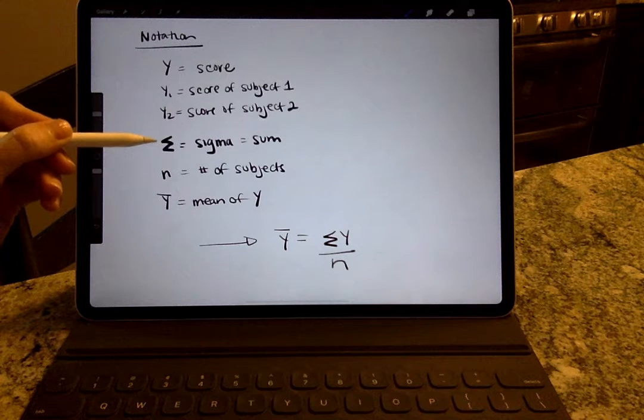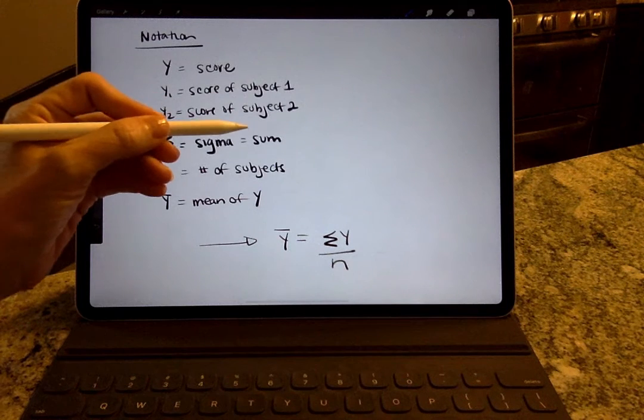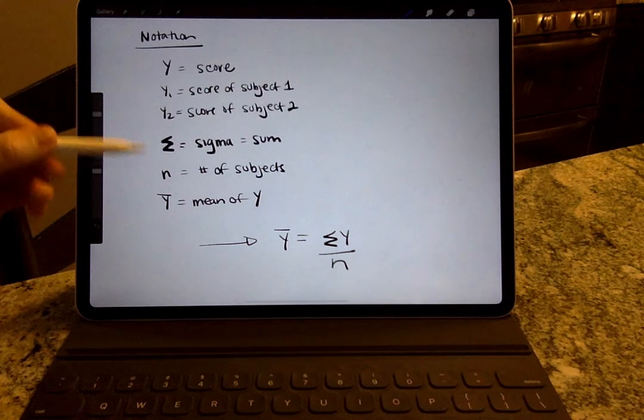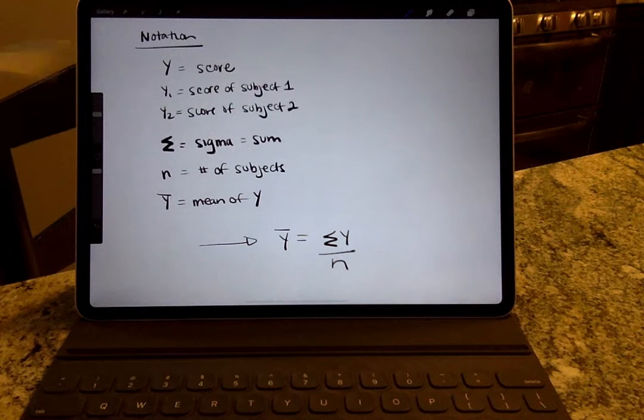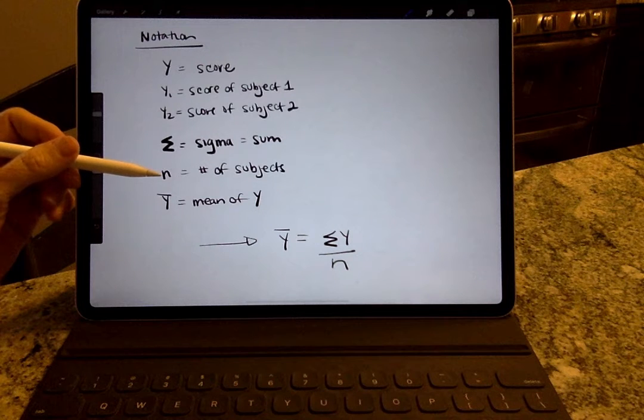This symbol right here is the Greek letter sigma. And when you see this symbol, it means that you're going to get a sum. So you're going to add some things up. N is the number of subjects. Now, a couple of these things, sigma and N, we're going to add to throughout the semester, but for now, just assume that N refers to the number of subjects.